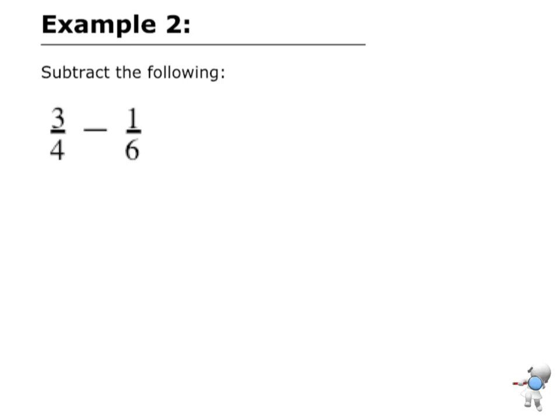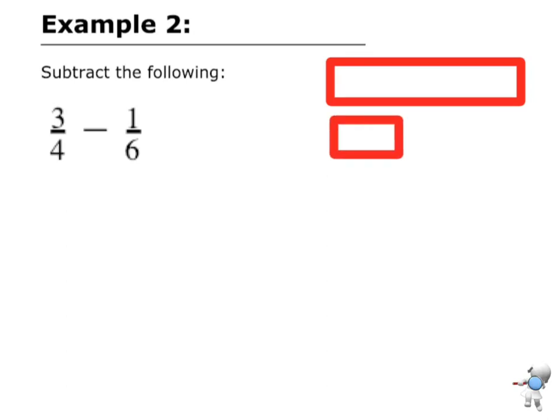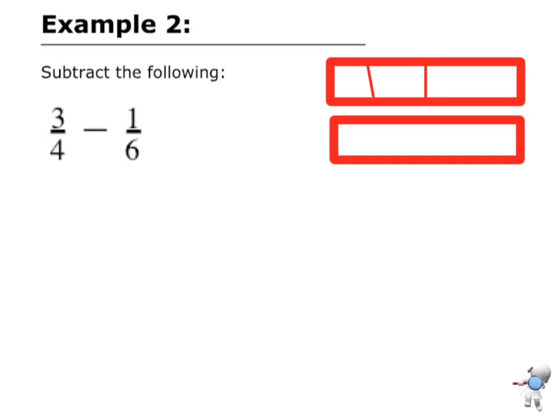Let's have a look at this one. So what I've got here is quarters and sixths, all right, and I'm subtracting them. So let's think about what that looks like. So the first one I'm going to separate into 4 roughly equal sized pieces, and the other one I'm going to do into sixths. There we go. So I've got 3/4 shaded in, and I've got 1/6 shaded in.